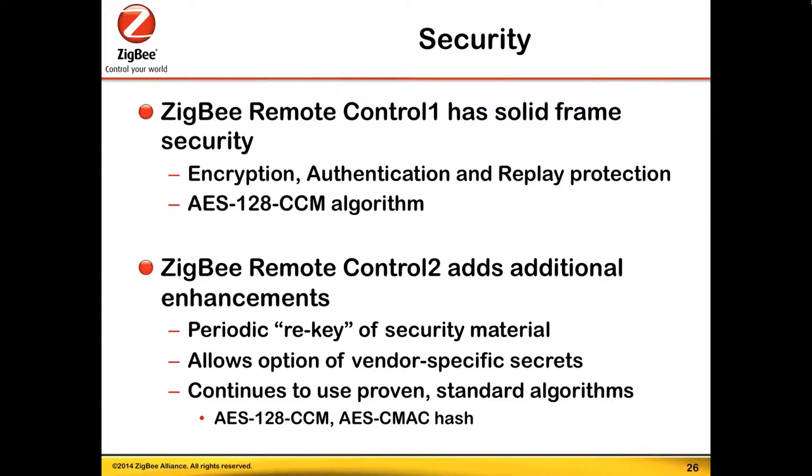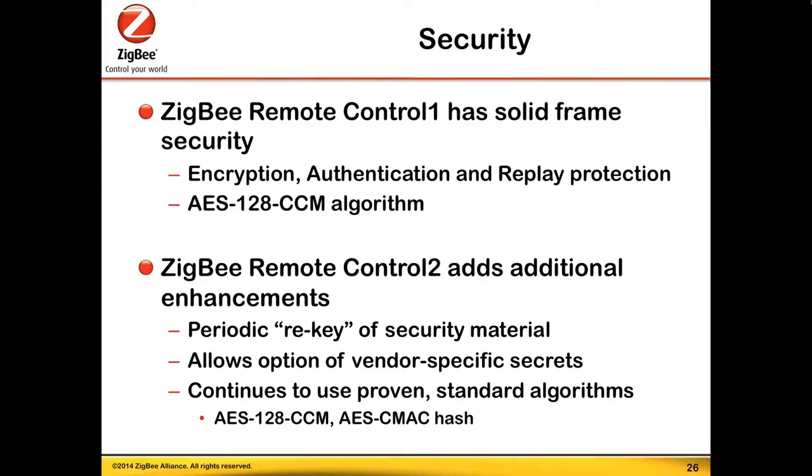So RF1 itself started off with a solid security scheme, which was based on the IEEE 802.15.4 security. All packets have encryption, authentication, and also replay protection, so someone doesn't capture your packets and then replay them over and over again. And it uses AES 128 CCM standard algorithms, well-proven algorithms.